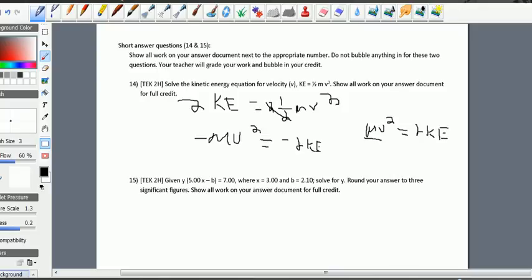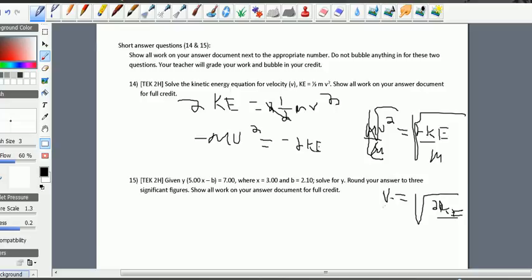Divide by m, divide by m, take the square root, take the square root. So now my answer is v equals, sorry, that's horrible. My answer should now be v equals the square root of 2KE over m.